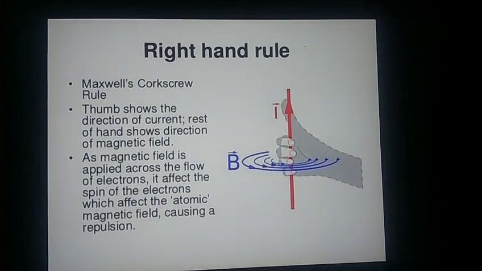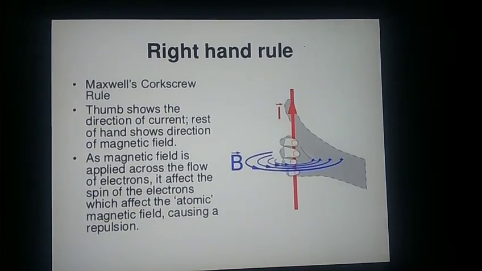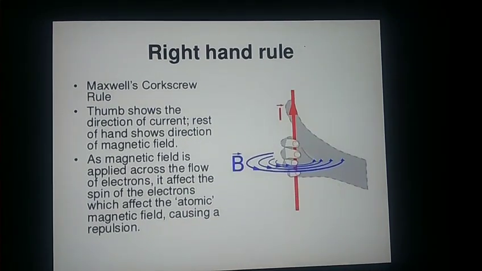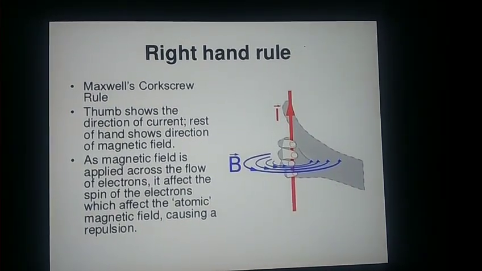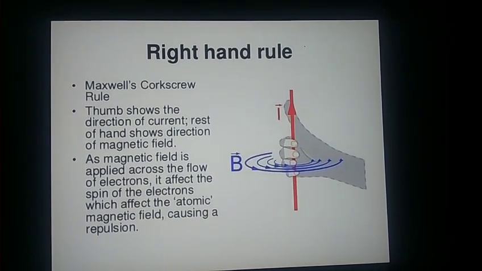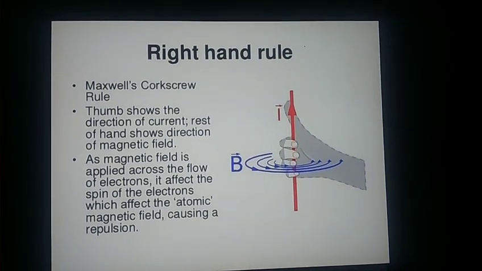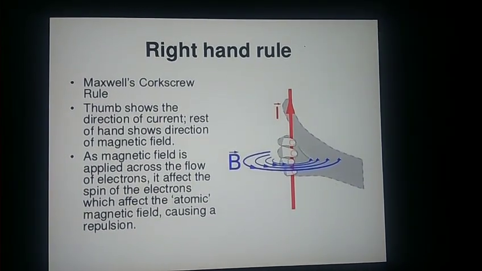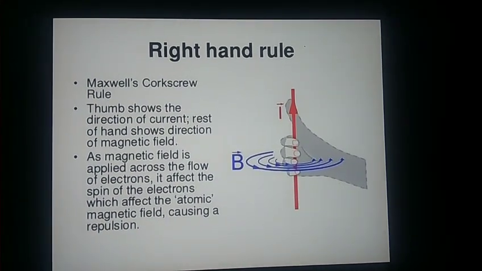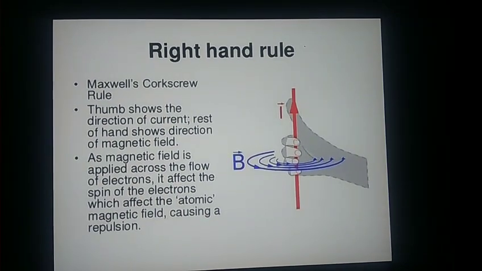As a magnetic field is applied across the flow of electrons, it affects the spin of the electrons, which affects the atomic magnetic field, causing a repulsion. So the electrons should all be acting on a magnetic field. Thus, if the four fingers are in the anti-clockwise direction, the current indicates the upward direction. If the four fingers indicate the clockwise direction, then the current indicates downwards.